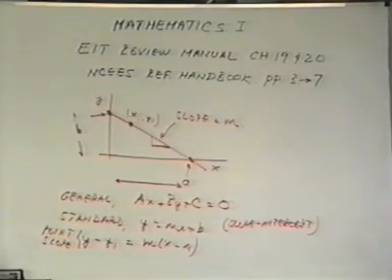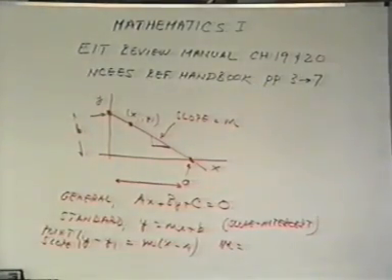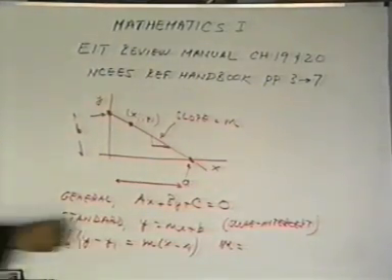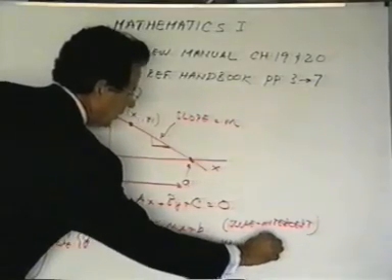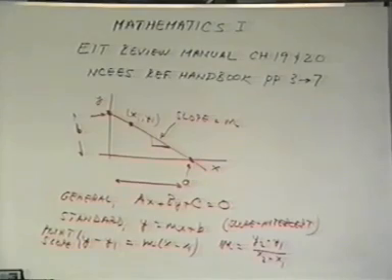The way to evaluate m, the slope, is simply to take any 2 points and take the difference in y and divide it by the difference in x, and that'll give you the slope.